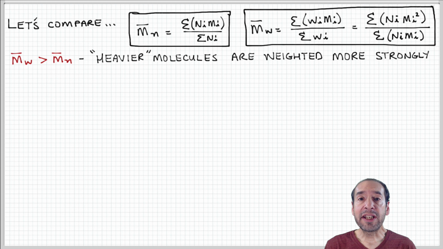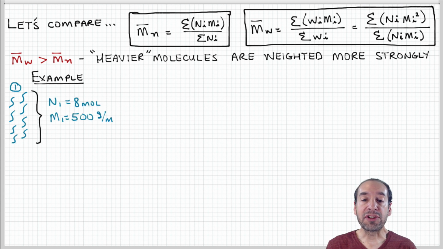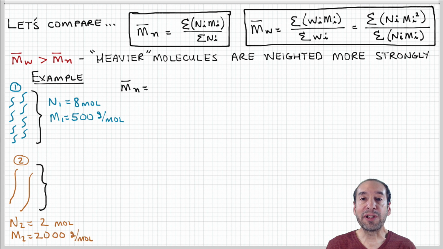Okay, so let's try to illustrate this in terms of an example, a simple example, but at least it will give us the opportunity to practice these kinds of calculations. So I'm going to propose a simple scenario where we have a distribution that's relatively simple. Say we just have two components to our distribution function. One component has a molecular weight of 500 grams per mole, so these are short fragments, and we have 8 moles of those. That's the number that we have.